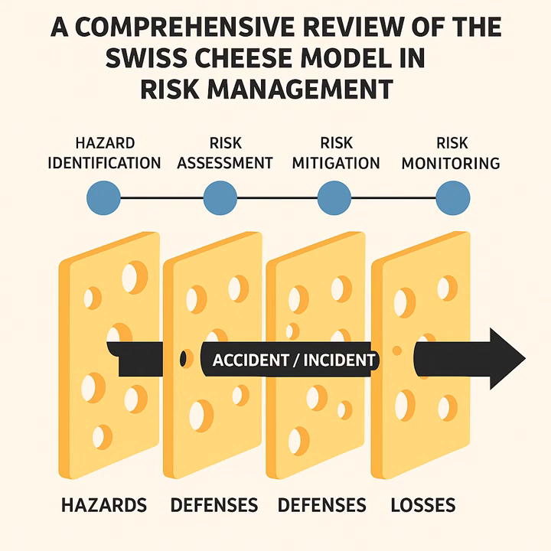Right, and that's where the SCM really highlights latent conditions. These are the underlying weaknesses, often hidden, lurking within the organization or the system itself. Like what? Think inadequate training, maybe poor communication channels between teams, or just not having enough resources like staff or equipment. These are the holes that can exist for a long time unnoticed. Okay, so they're setting the stage for those active failures to actually happen or to have worse consequences.